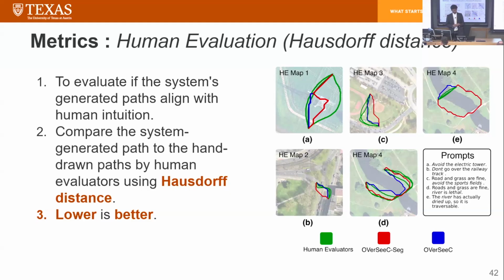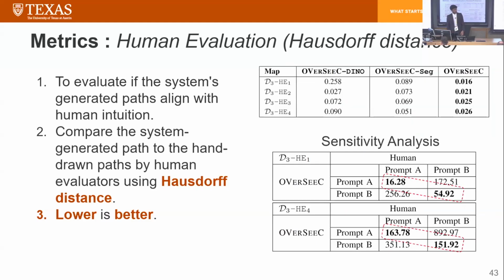And so we calculate the Hausdorff distance between the paths that were drawn by the human and the paths that were drawn by OVerSeeC or the baseline methods. And the lower the distance, the better. And so we see that OVerSeeC performs way better than the baselines.